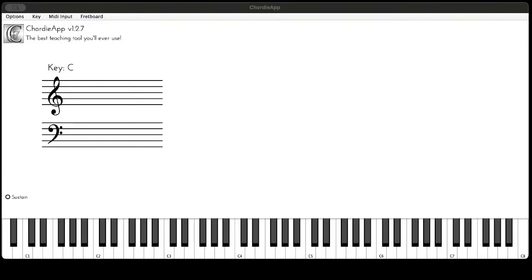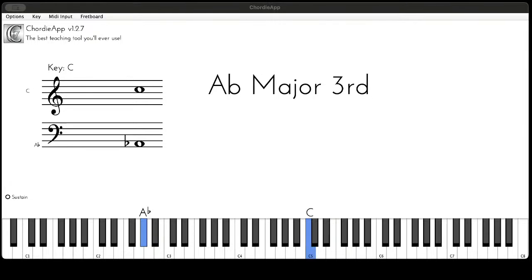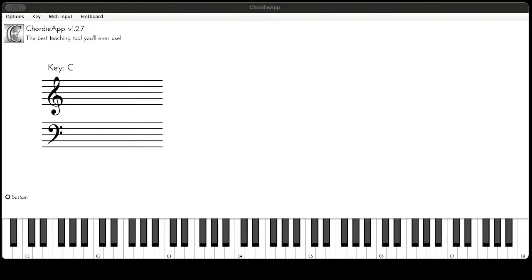We will try the 12 bar blues in the key of E flat. 1, 2, 3, 1, 2, 3, 4.